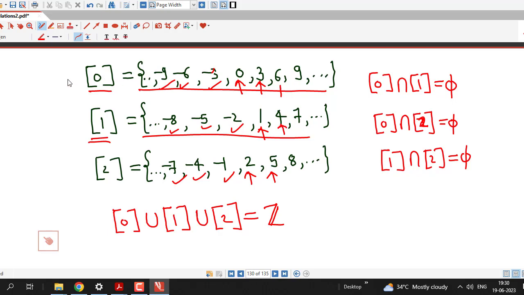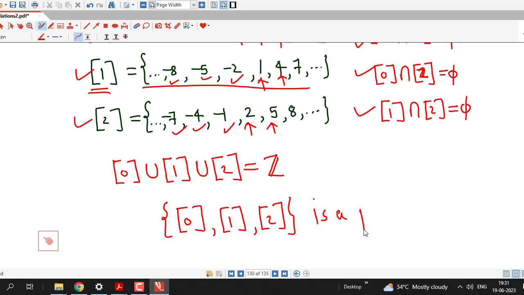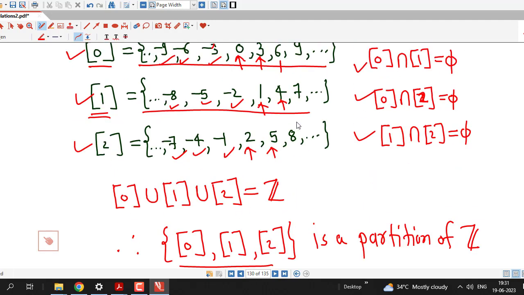So here all these equivalence classes are subsets of Z. They are mutually disjoint. If we take the intersection of any two sets out of these three sets, then we obtain the empty set. Therefore we can say that this collection of equivalence classes generated by 0, 1 and 2 is a partition of the set of integers, a partition of Z, because the union of all these sets is equal to the set of integers and they are mutually disjoint.